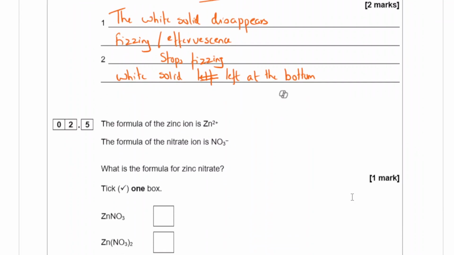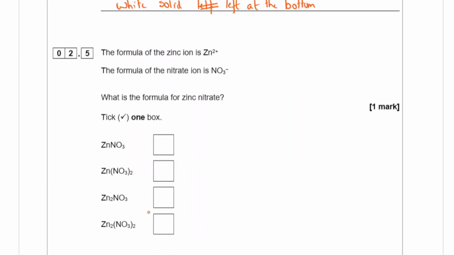The formula for zinc ion is Zn2+. The formula for the nitrate ion is NO3-. What is the formula for zinc nitrate? So zinc ion is Zn2+. When they form an ionic compound, the charges need to balance. So you would need two nitrate ions. So the overall formula is one zinc and two nitrate ions. So it's Zn(NO3)2. So that would be the second option.